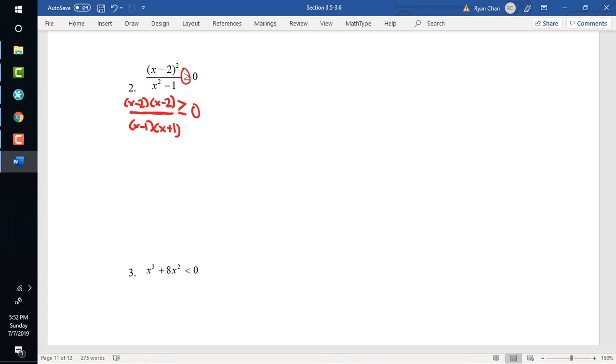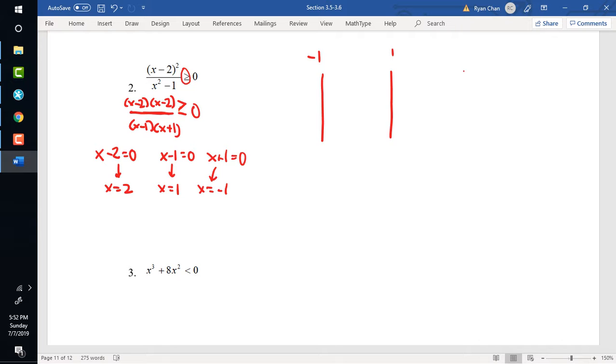I'm going to set each one equal to 0. So I'm going to set x minus 2 equals 0, x minus 1 equals 0, and x plus 1 equals 0. So this is x is equal to 1. This is x is equal to negative 1. And this is x is equal to 2. Okay, I don't need to do the x minus 2 twice, because that's just a duplicate. So let's do the following. So I have negative 1, I have 1, and I have 2.